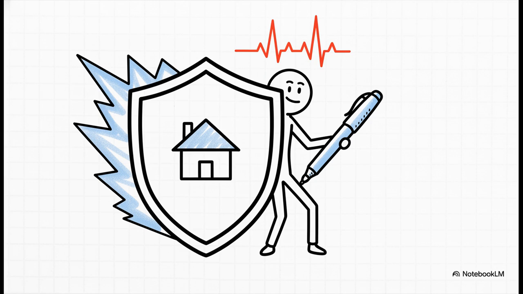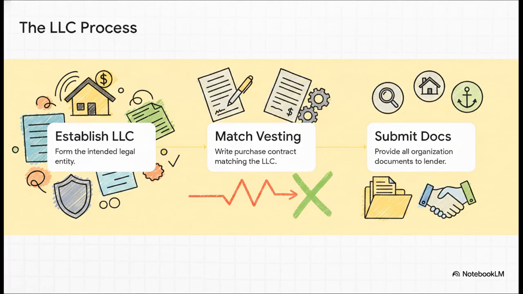This is such a common misconception. People often think buying in an LLC means they totally get off the hook if things go bad. Not quite. The LLC holds the title to protect you from liability, say like a slip and fall lawsuit at your Airbnb, but the bank still needs a human being with a pulse and a credit score to guarantee the debt. To make this work smoothly, you must follow this sequence in exact order.